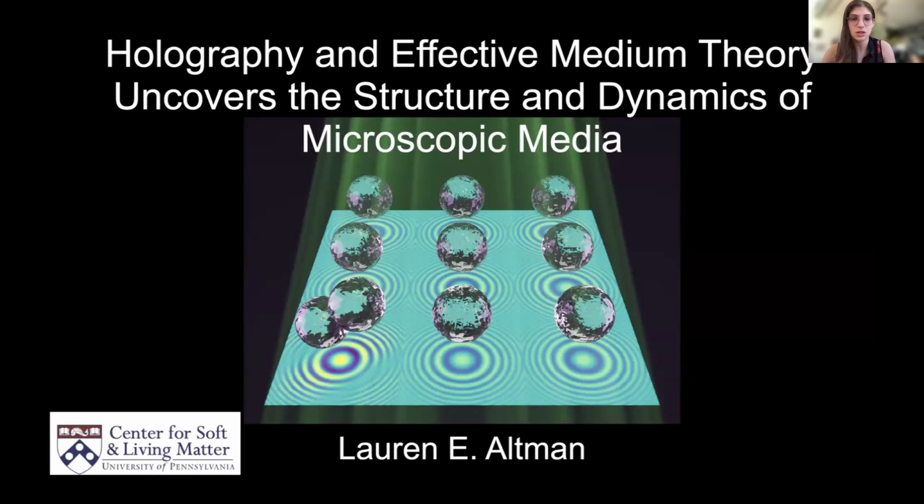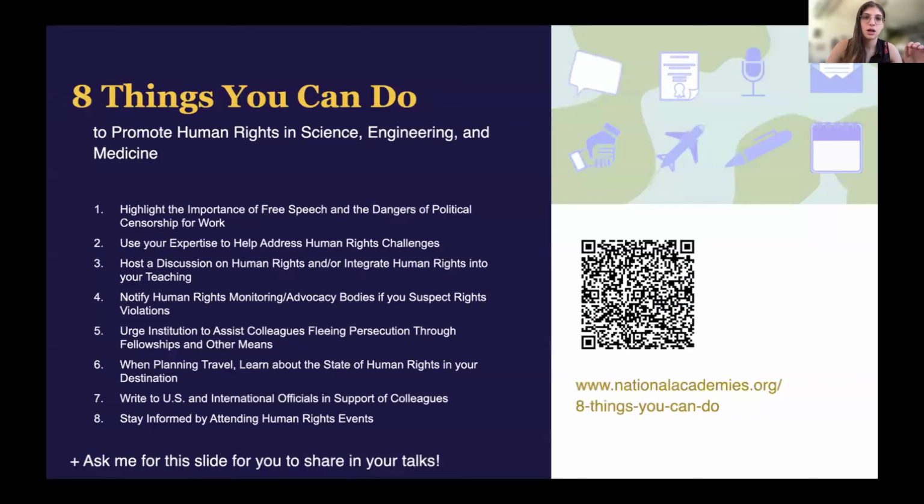So before we actually get started talking about science, I want to just mention that there are a number of March for Science demonstrations going on all over the country today. And I unfortunately cannot be at the one in my city because I'm giving this talk right now. So I just wanted to throw up this slide. Here are 8 things you can do to promote human rights in science, engineering, and medicine. There's a QR code if you're interested in learning more, and please ask me for this slide if you want to include it in your future talks.